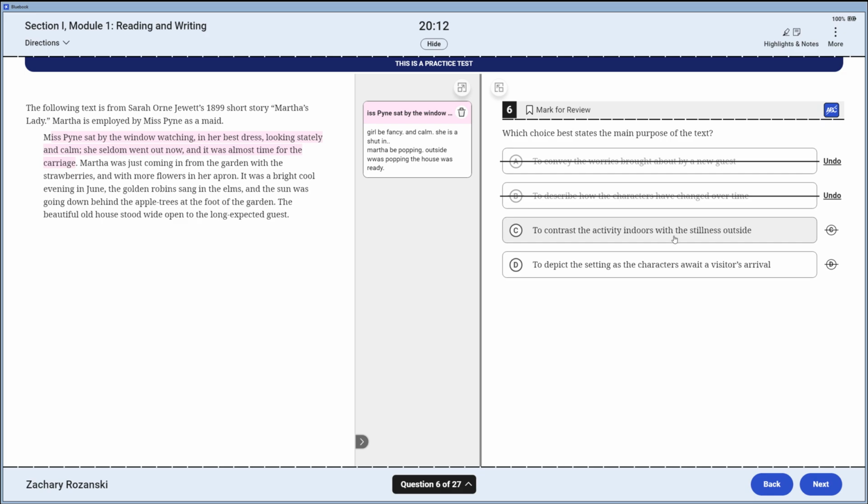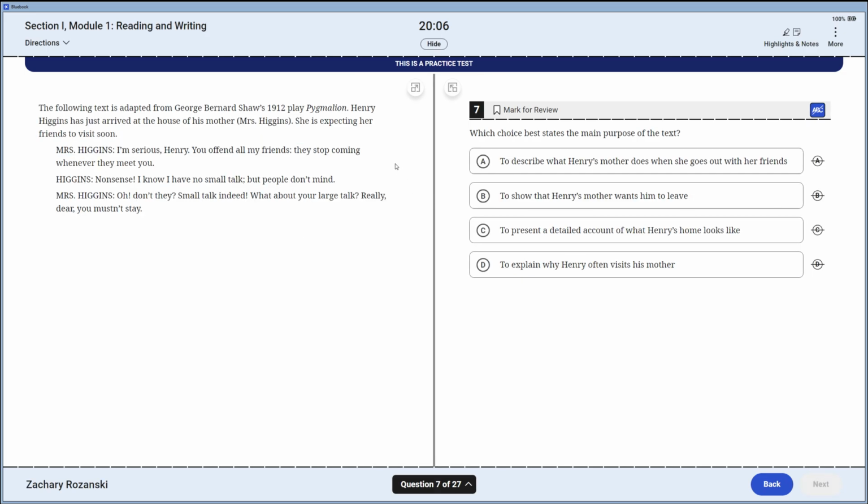Activity. No, it wasn't still outside. The outside birds were popping. To depict the setting as the characters await. Yes, that's all that we got. We got a description of what we're looking at.